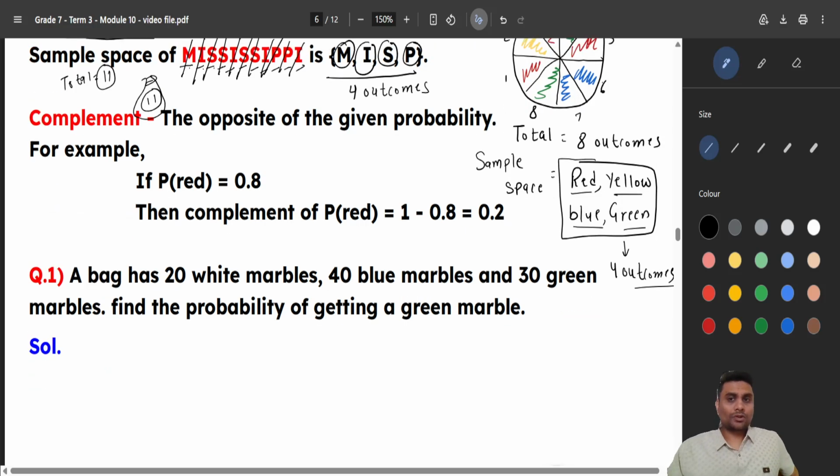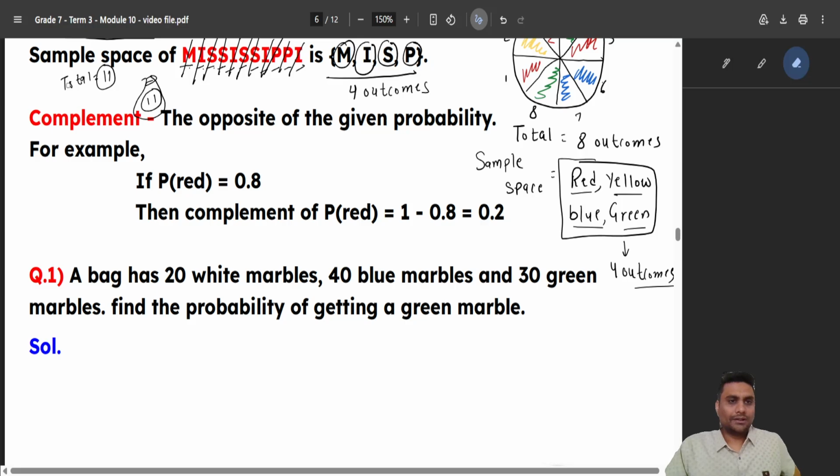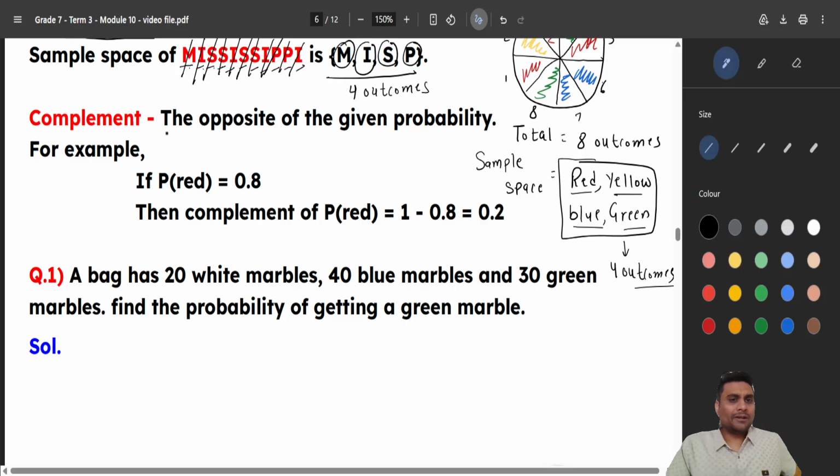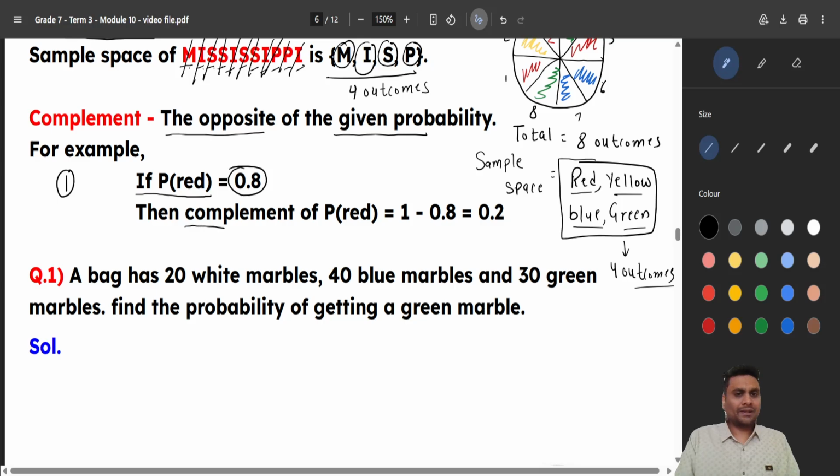Next, complement. The next thing that you must understand is complement. Complement means the opposite of the given probability. The opposite of what I am asking. I told you the total probability is always 1, right? 100%, that is 1. If I tell you the probability of getting a red color in some event is 0.8, then what is the complement of red? Complement means not red. Complement means opposite.